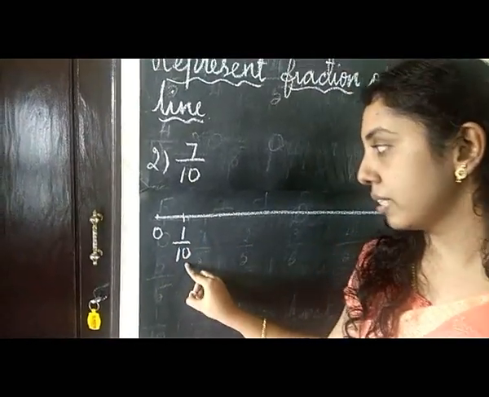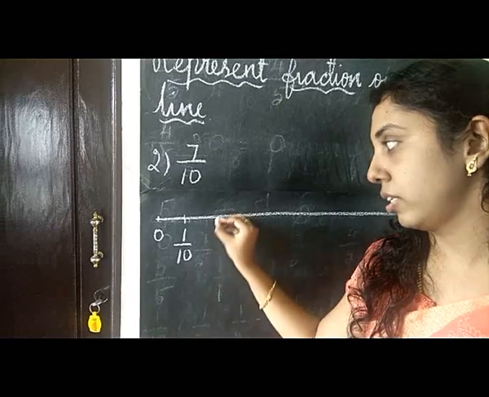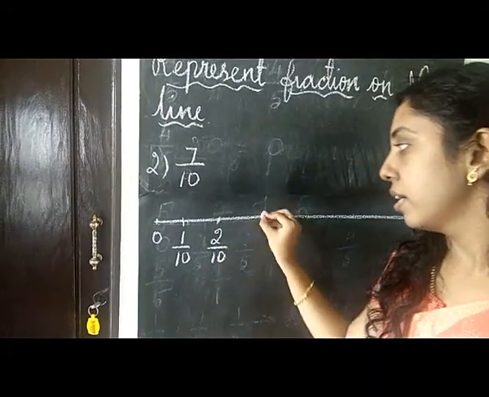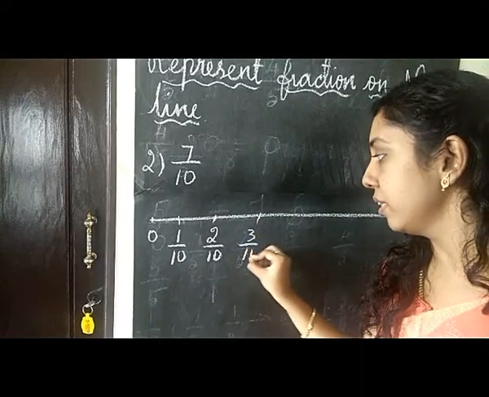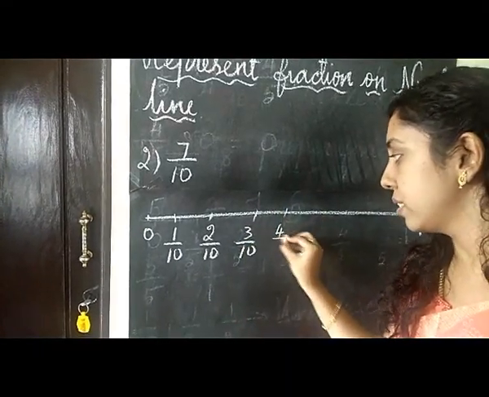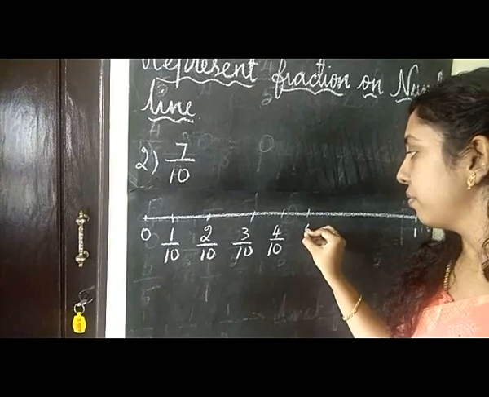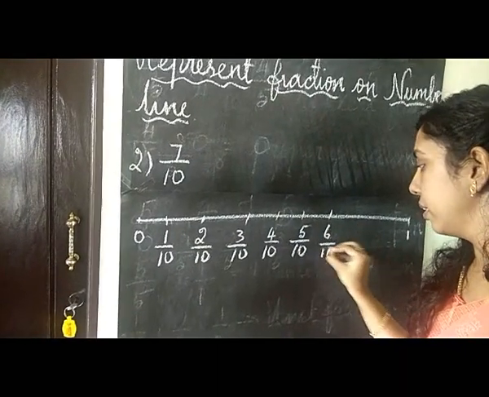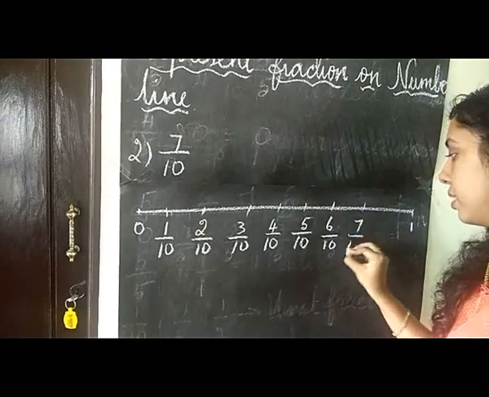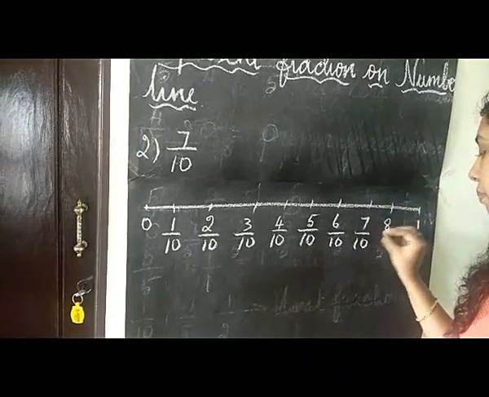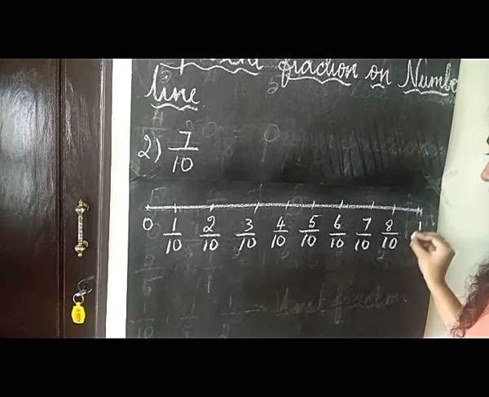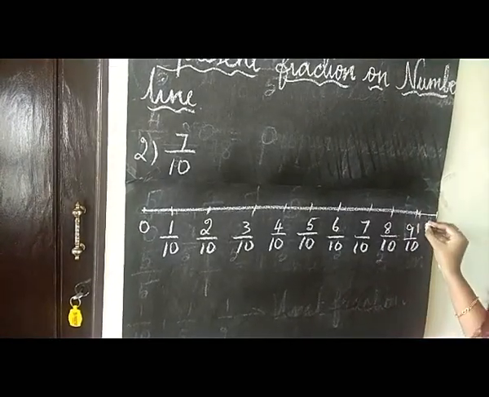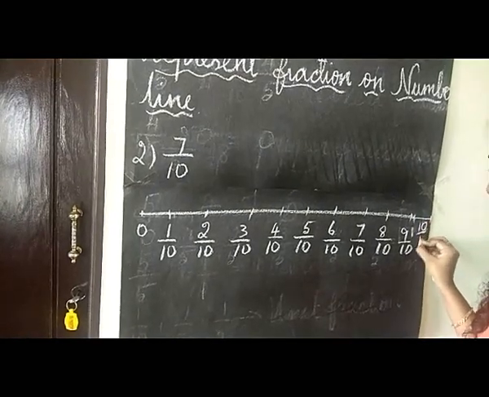The total number is 10. It's the first part, so 1 by 10. Next one is 2 by 10. Next one is 3 by 10. Next 4 by 10. Next 5 by 10. Next 6 by 10. Next 7 by 10. Then 8 by 10. Then 9 by 10. Last one is 10 by 10.